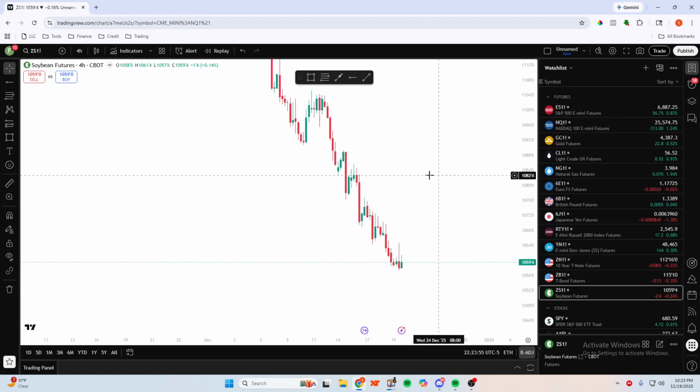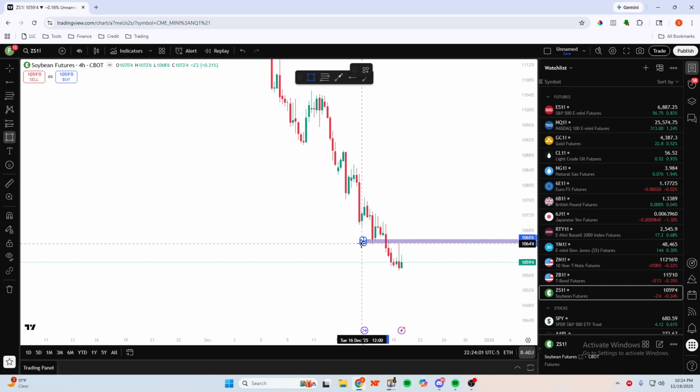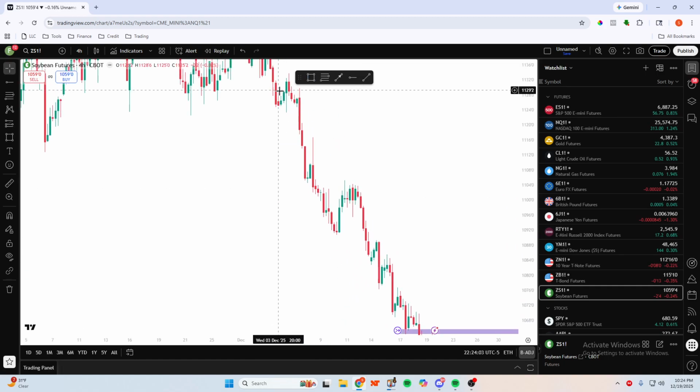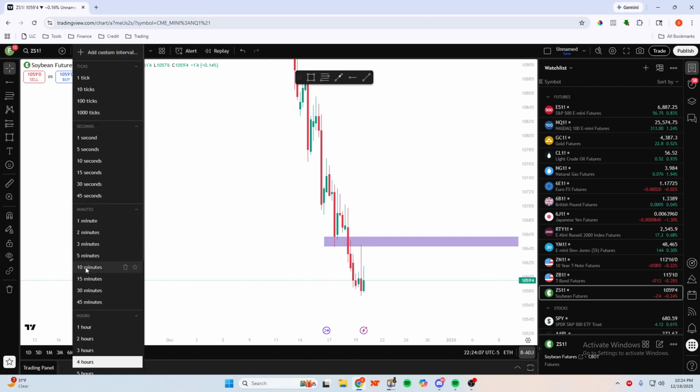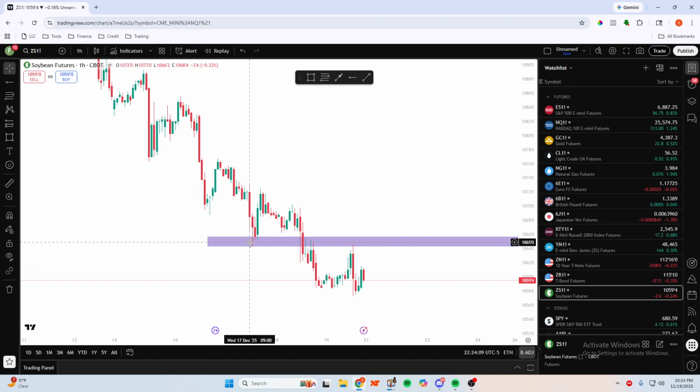I'm sorry if there's any background noise. Essentially today was just a very clean, exact same setup that we've been milking all the way down here. Retesting that level. And you can kind of see it here on the hourly, right? Breaks, retests this level right here.